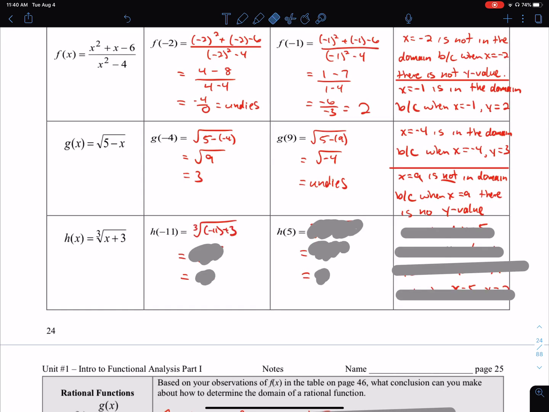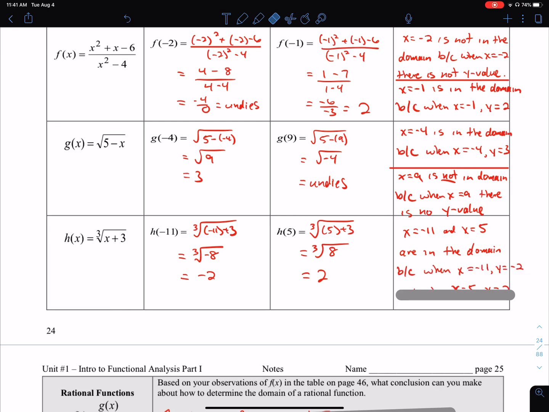If we put negative 11 in, negative 11 plus 3 is negative 8. Cubed root of negative 8 is negative 2. So we would expect negative 11 to be in the domain. That's our conclusion. Put 5 in. 5 plus 3 is 8. Cubed root of 8 is 2. We would expect that to be in the domain as well. x equals negative 11 and x equals 5 are in the domain because when x equals negative 11, y equals negative 2, and when x equals 5, y equals 2.